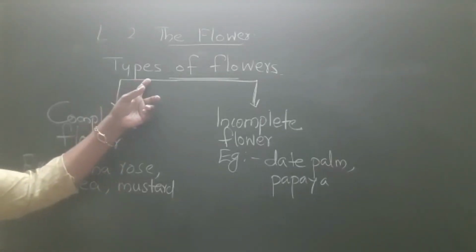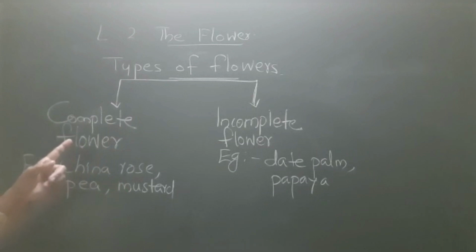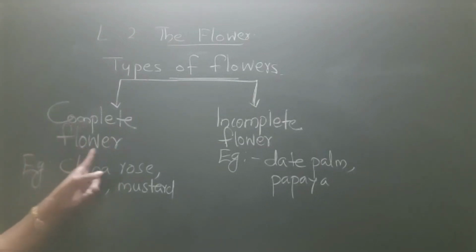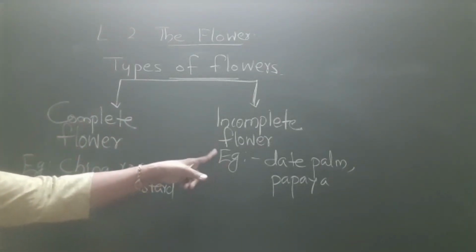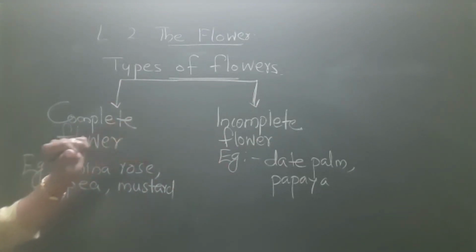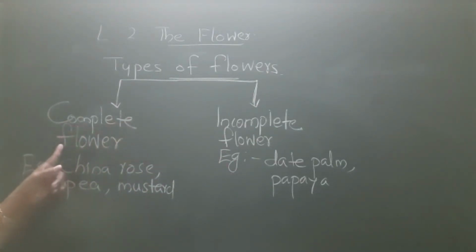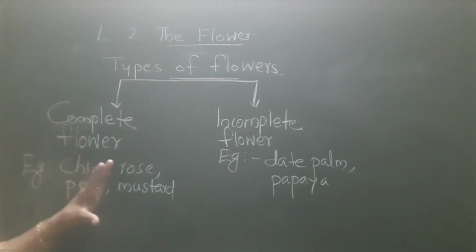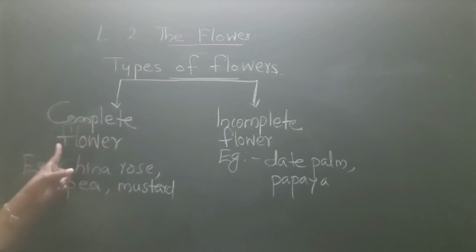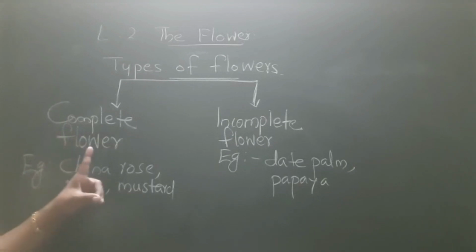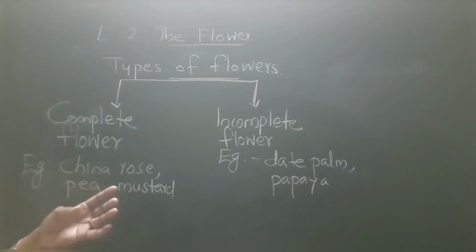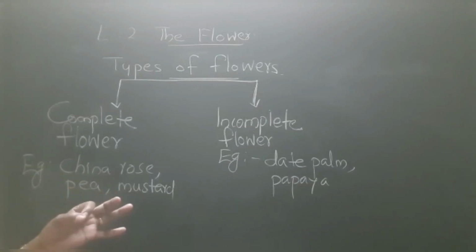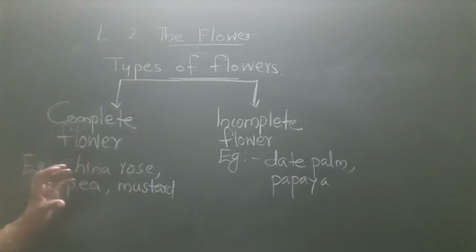Now we will see types of flowers. Number one, complete flower, and number two, incomplete flower. These are the two types of flowers. Complete flower: when the flower has all four whorls in it, it is called a complete flower. What are the four whorls? Four whorls are calyx, corolla, then androecium and gynoecium. These are the four whorls.